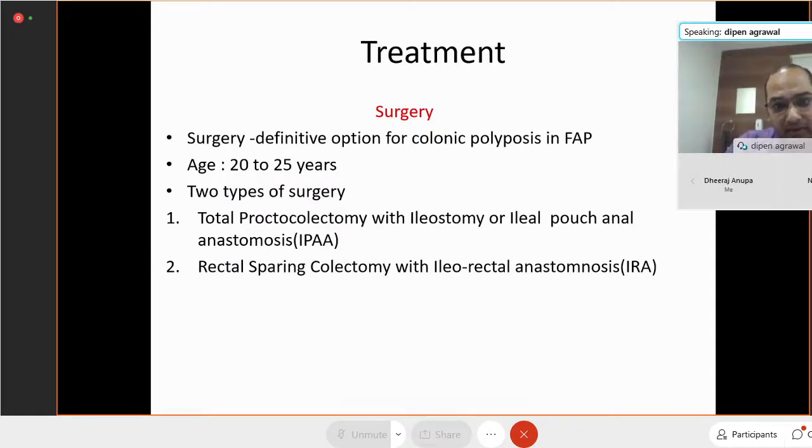So, treatment of PEP: surgery is a definitive option for chronic polyps. The recommended age is 10 to 25 years. There are two types of surgery: total colectomy with ileostomy or ileal pouch anastomosis, and rectal sparing colectomy with ileorectal anastomosis.